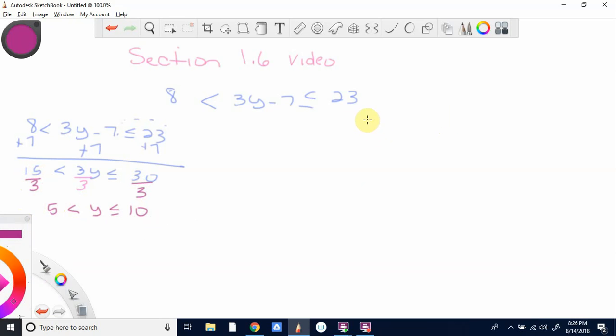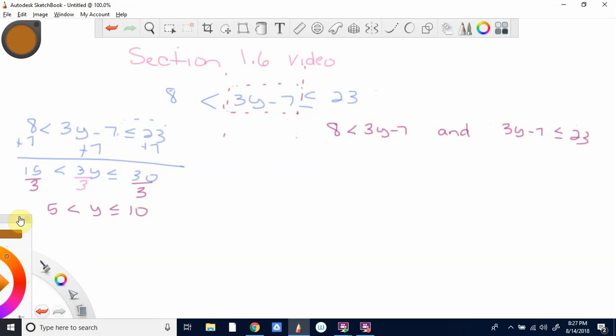Now let's look at the other way, where we break this down into 2. So 8 less than 3y minus 7, and remember, it's an and, and 3y minus 7 less than or equal to 23. This middle section goes with both sides. You cut it off here and you get the left side, you cut it off here and you get everything to the right. Now we solve this, pretty simple, right?